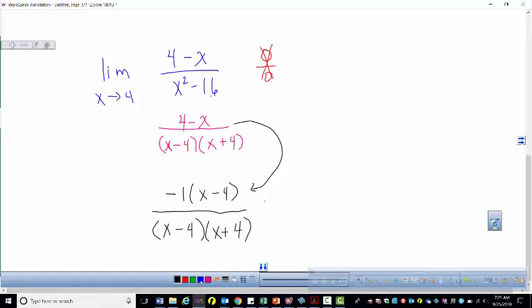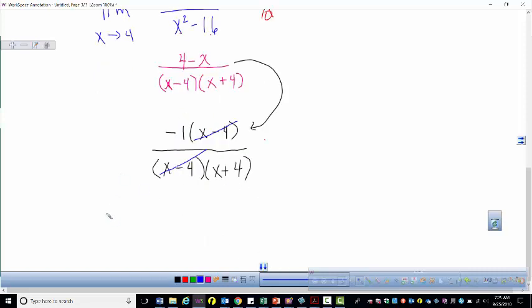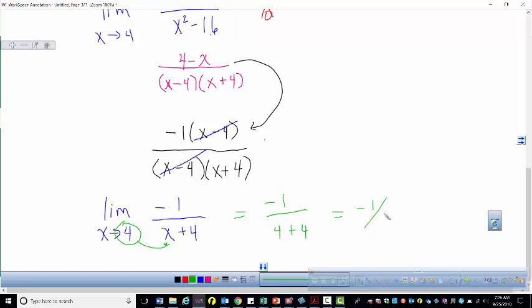And after I factored out that negative 1, I have an x minus 4 term in both the numerator and denominator that can cancel. So I'm left with the limit as x approaches 4 of negative 1 over x plus 4. Now I plug in my 4, so I get negative 1 over 4 plus 4, or negative 1/8. So there's a couple different types of factoring that you can try.